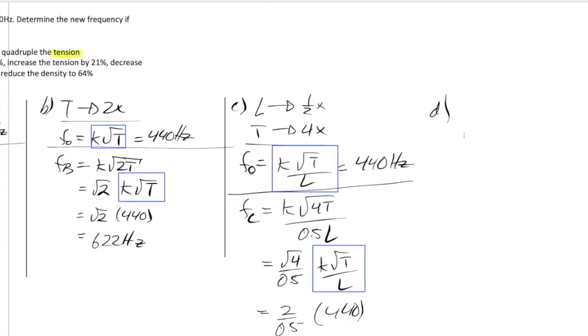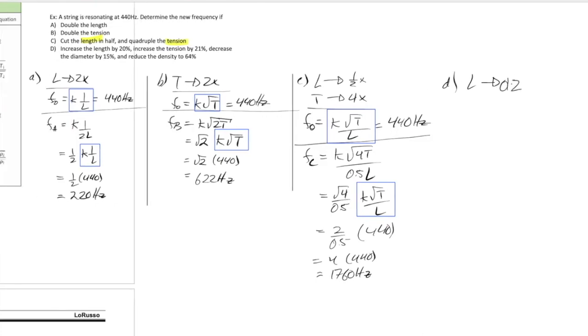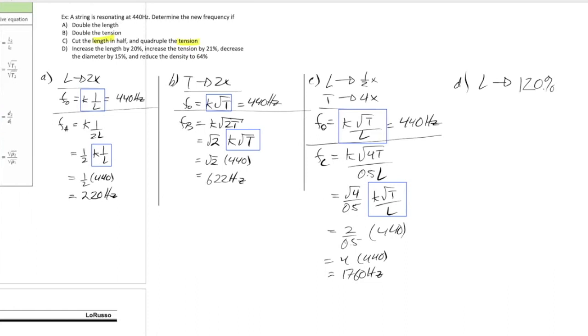So with part D, length. Length increases by 20%. So when we increase by 20%, that means the length is now 120%, which is equal to 1.2. Now, the tension increases by 21%. So that means that's 121% or 1.21. What did I do up here? It's looking at the wrong thing. Sorry. The length increases by 20%. So that's 1.20 times L. Tension increases by 21%. So as a decimal, that's 1.21 times T. All right, now we're on the right track here.